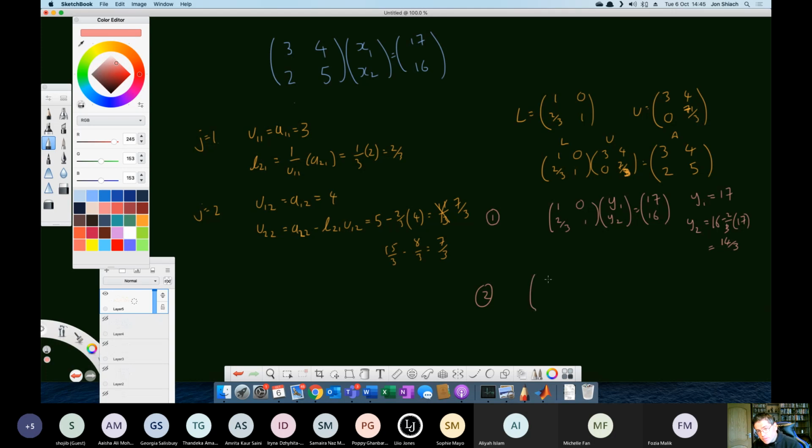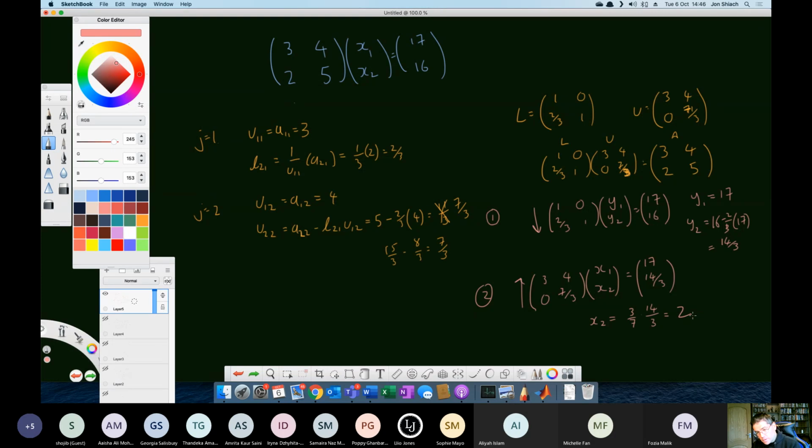The second step is to use your U matrix. And this time we're solving for x1 and x2. So notice we used forward substitution for the first step and back substitution for the second step. And this is using our values from y1 and y2. So using back substitution, x2 is going to be equal to 14 over 3 divided by 7 over 3. So that's 3 over 7 times 14 over 3. So 7 and 14, so that's 2.